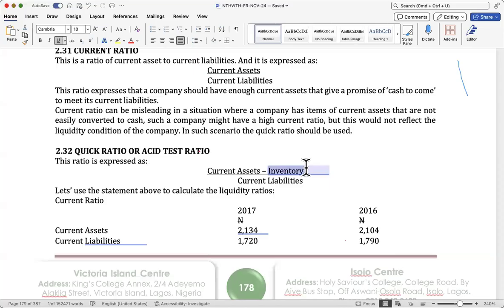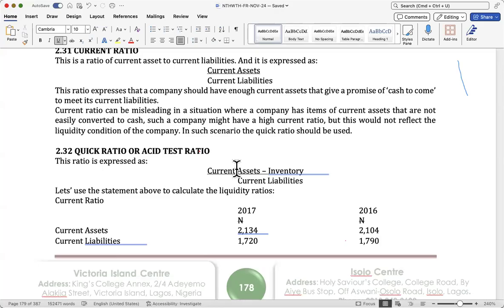That does not mean that we cannot remove other items that the examiner wants you to remove. The examiner could tell you that maybe prepayment is seen as non-liquid. When they tell you that, you would also remove prepayment, or any other assets that they feel are non-liquid. Because the aim of the quick ratio, or acid test ratio, is for you to look at whether we have highly liquid assets that can settle our highly short-term liabilities. That's the aim of the quick ratio.